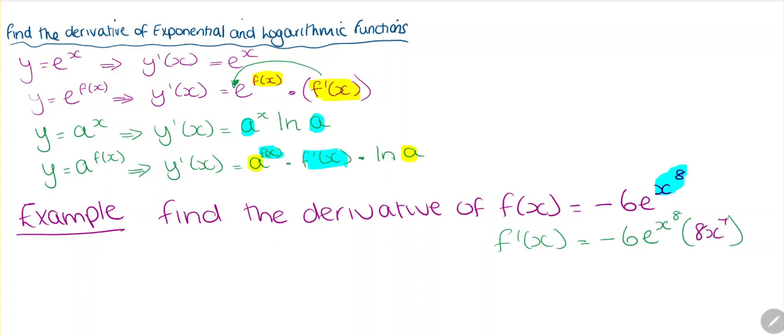Now we can simplify this because we have our minus 6 and we have our 8. So we can multiply those. So our answer will have minus 48. And then we're going to write this one first, so we've got x to the 7, e to the x to the 8.